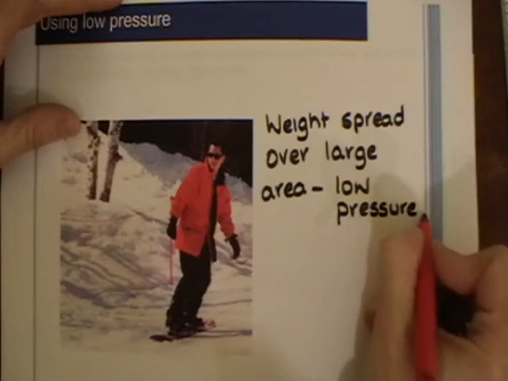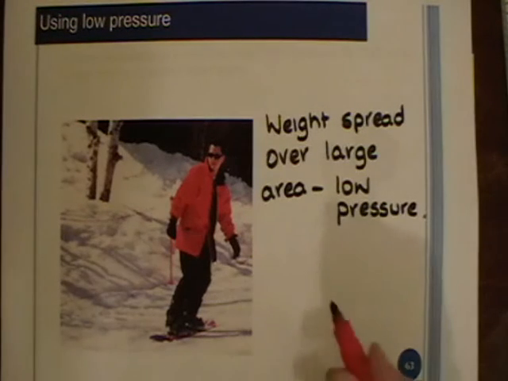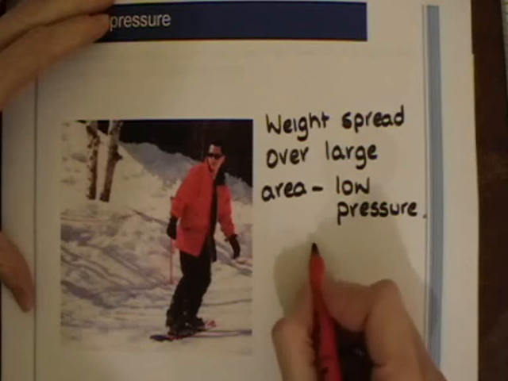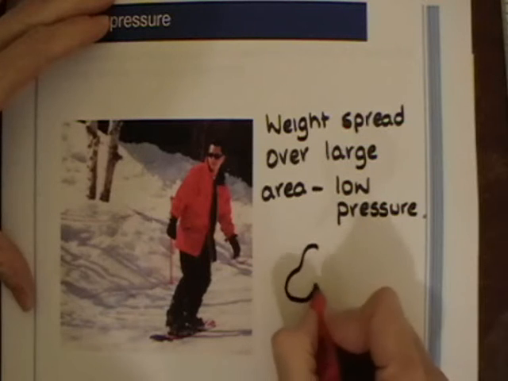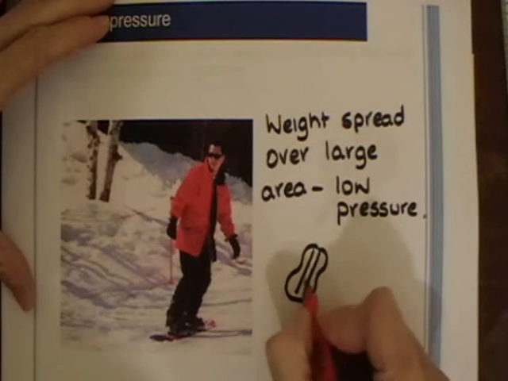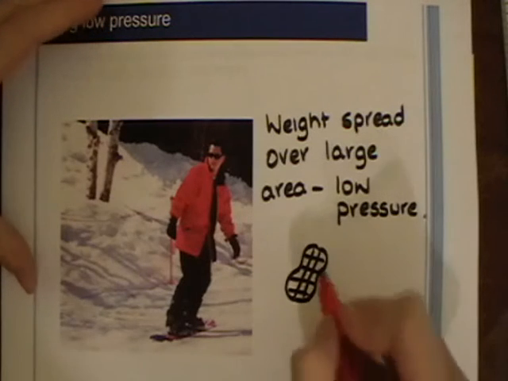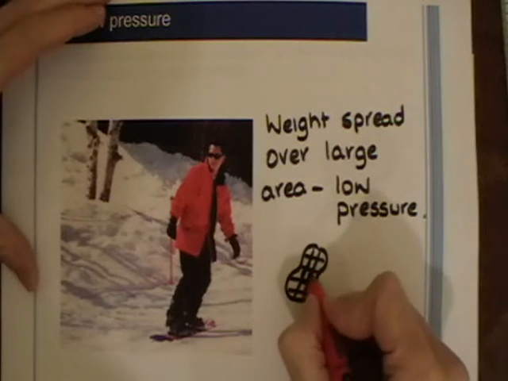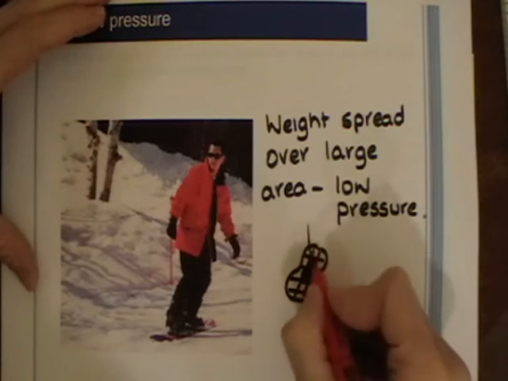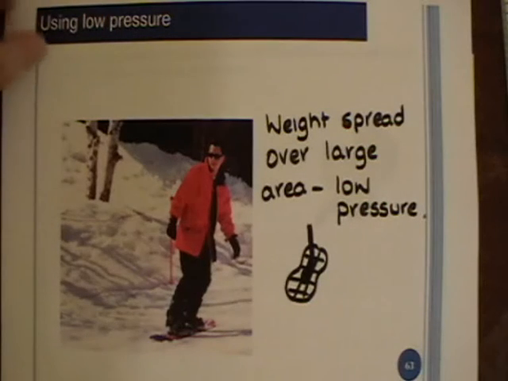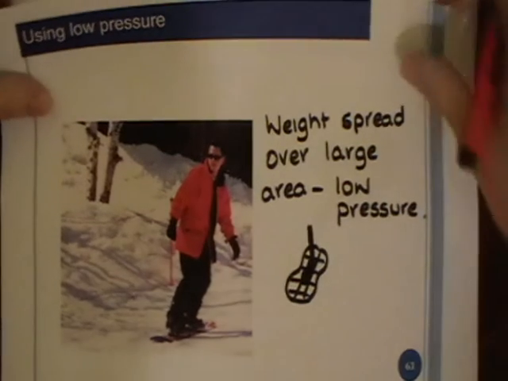Now you may have seen a picture of snowshoes that people would wear, and a snowshoe is not unlike a tennis racket idea, where you strap these things to your feet and they were strung like tennis rackets. But what happened was whenever you put your foot on that, it spread your weight over a much larger area, and therefore that meant you had a lower pressure.